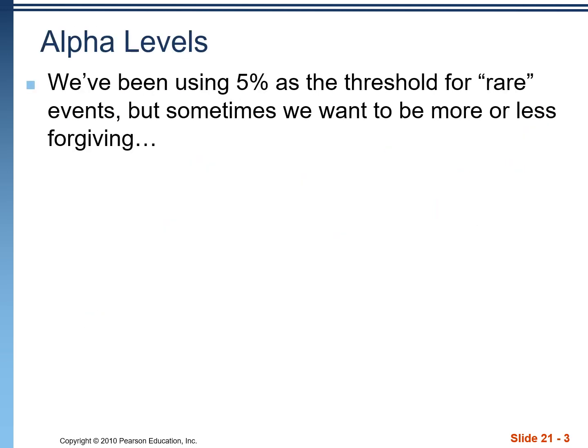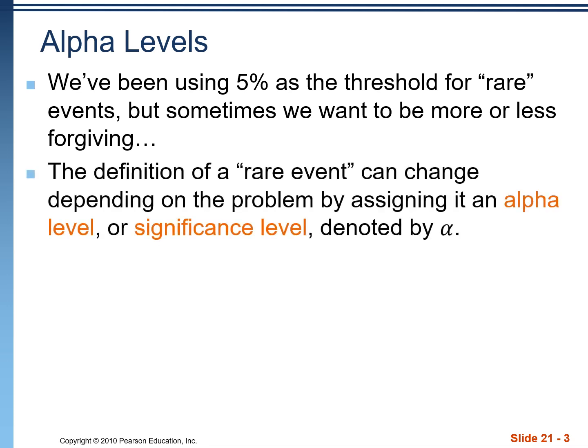For every problem we've done so far, we've been using 5% as the threshold for a rare event where we reject the null hypothesis and decide that whatever we saw was unlikely to happen by chance alone. Sometimes we want to be a little more or less forgiving, and we can change the definition of this rare event by assigning it an alpha level or a significance level. And this is denoted by the Greek letter alpha.